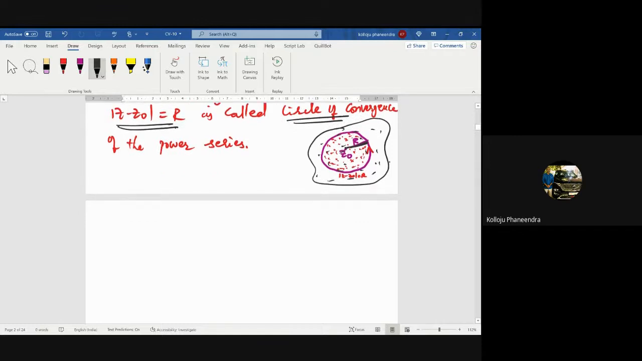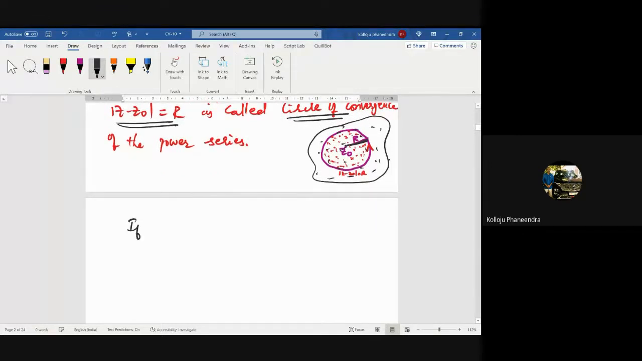And one more point. If, for example, R value is 0, R value is 0 means what? There is no radius. Only one point is there, that is Z0. Then the series is convergent at Z equal to Z0 only.